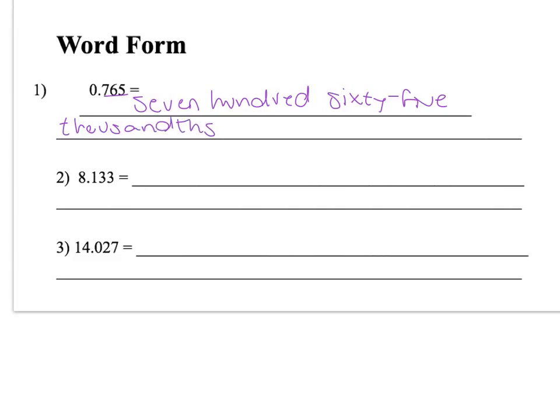Example 2. Our whole number is 8, so 8. We have reached the decimal point, so we write the word and, then read this as a whole number, that's 133. But then you tack on the place value, 133 thousandths.